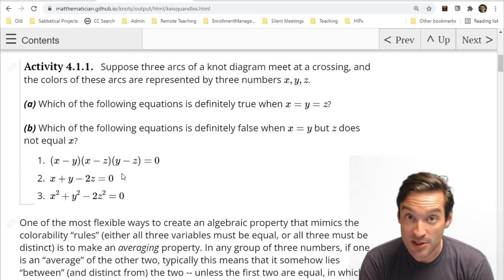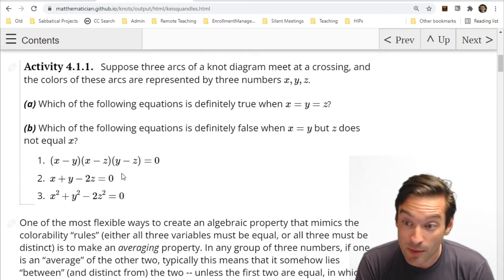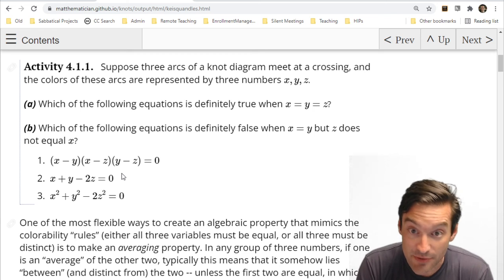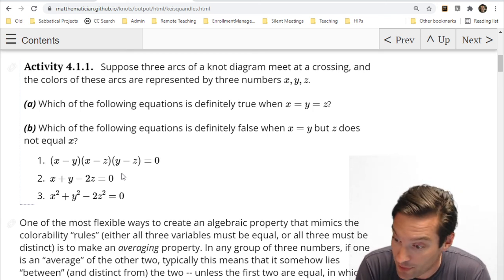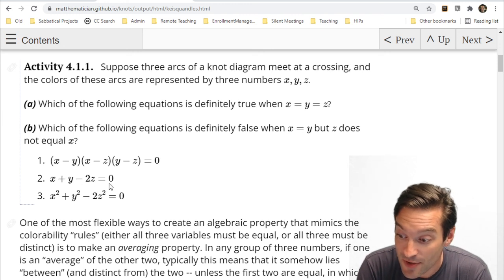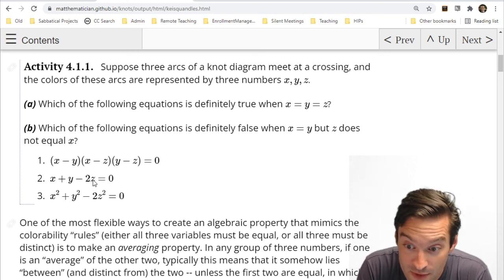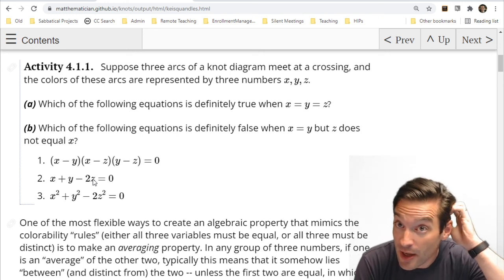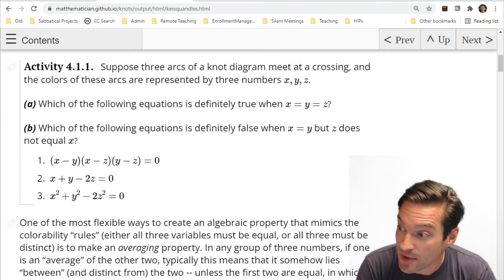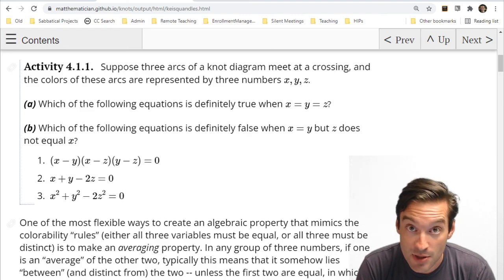It's not possible for it to be satisfied if x and y are both the same, but z is different. This equation is definitely going to be false in that example. If x and y are both the same, then z must be the same as x and y in this example, which makes this the one that we think is going to have the most legs for us today, as far as an equation that can tell us something about the colorability of a knot using its diagrams.